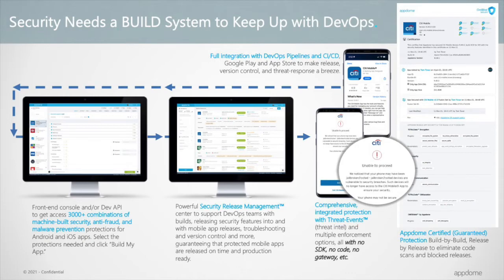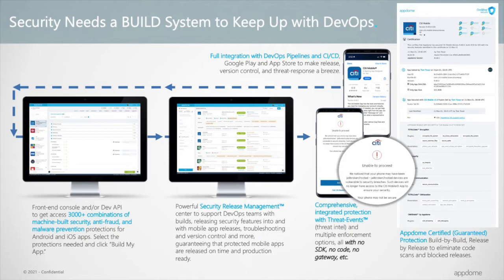The security team needs a build system to keep up with DevOps. Whether you're in the cybersecurity team or in a DevSecOps role at your company, you need a system to quickly and easily create a security, anti-fraud and malware prevention model to be used in your apps. Deploy that protection model as part of the DevOps or CI/CD pipeline. Certify and audit the protections included in each build without code scans or pen tests.